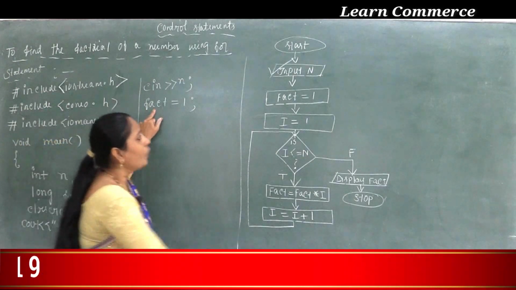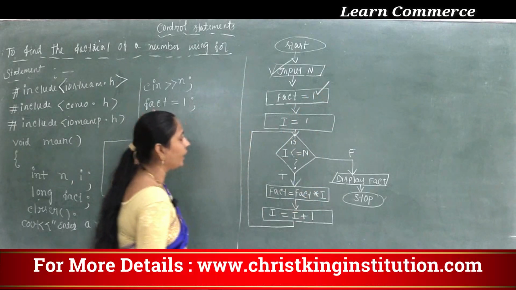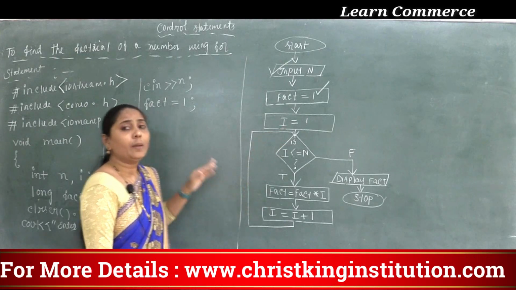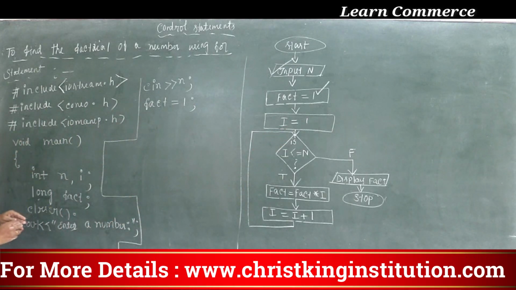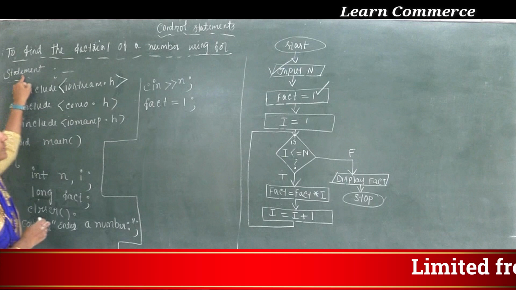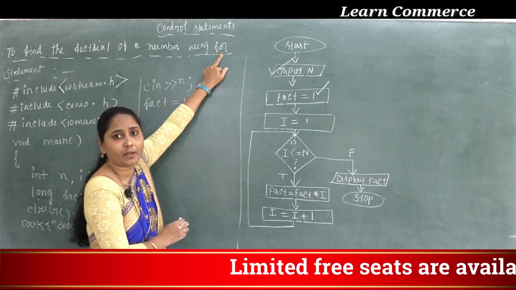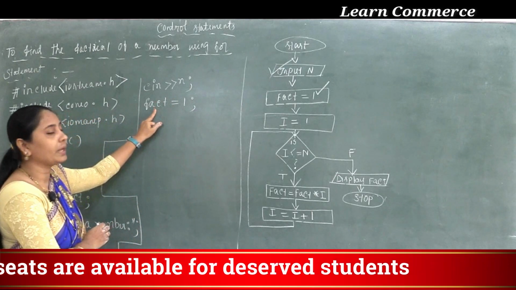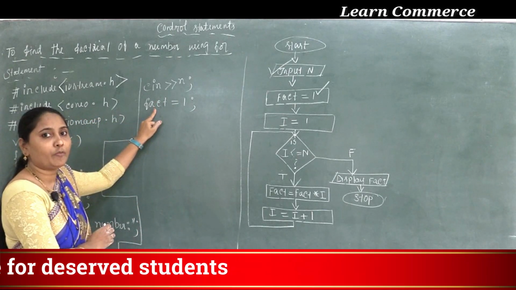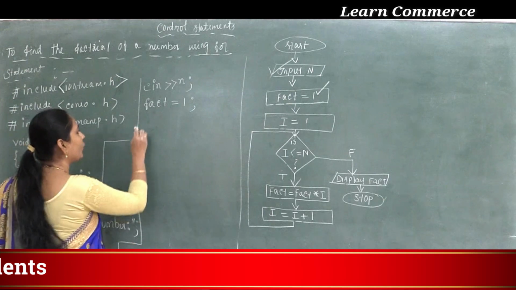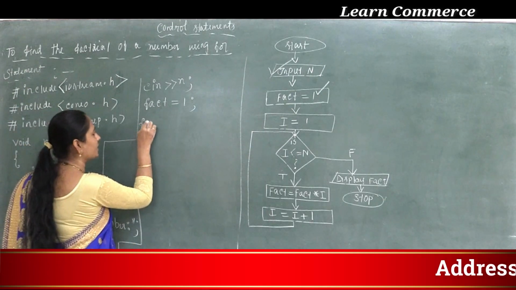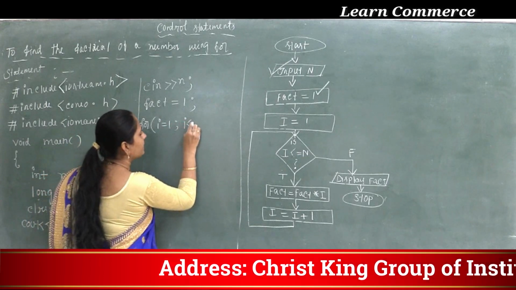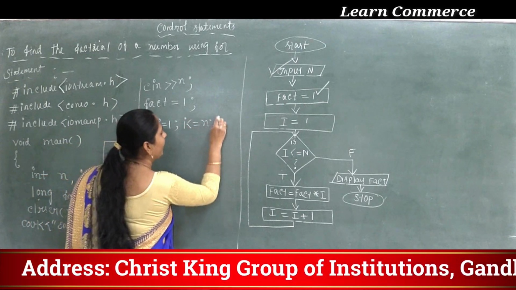So I am using fact value is equal to 1 here, but don't think i value is equal to 1, as we know that here by using which concept we are going to complete the program. The concept is the for statement. So now, after initialization of the variable fact is equal to 1, I am going to use the for concept: i = 1, i <= n, i++.